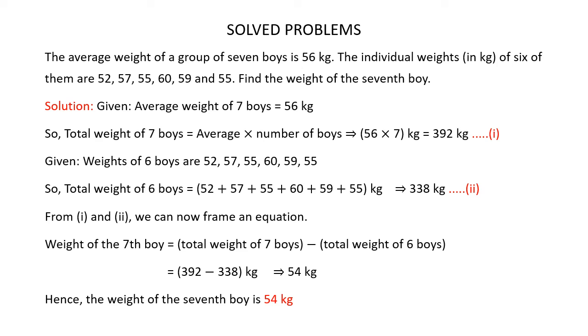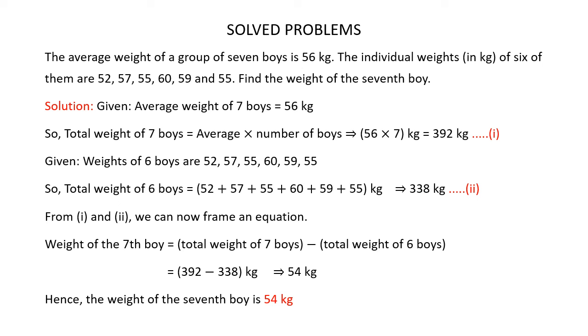This is the first equation. Now it's given that the weight of 6 boys are 52, 57, 55, 60, 59 and 55 kgs. So total weight of 6 boys is 52 plus 57 plus 55 plus 60 plus 59 plus 55, which is 338 kgs. So total weight of 6 boys is 338 kgs. This is the second equation.